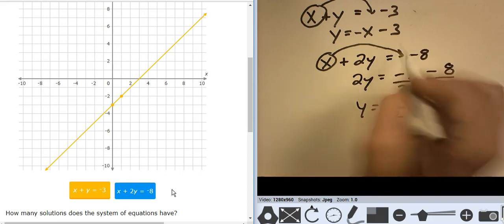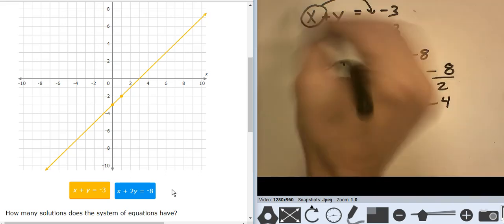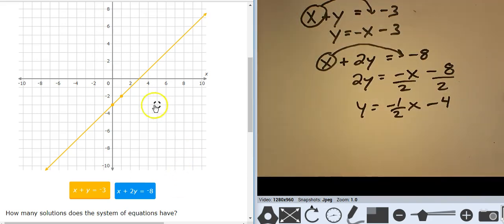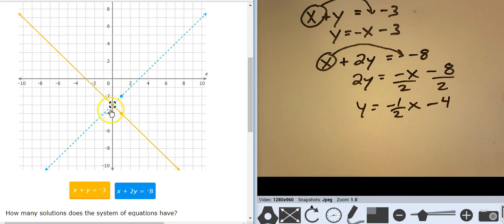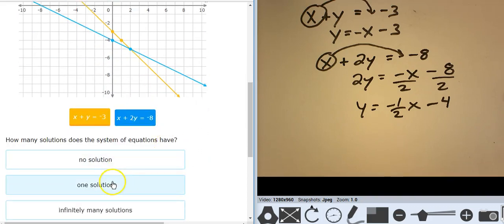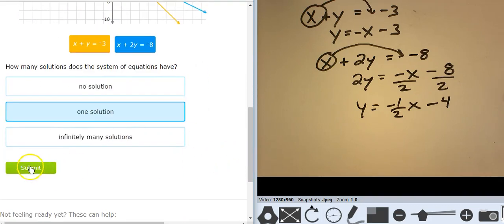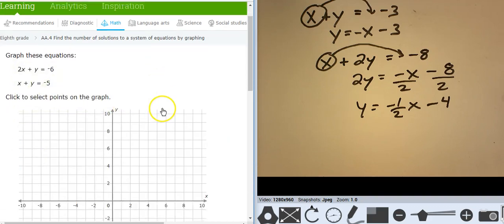Let's fix this top one, though. I had the wrong slope. When I move the x, it needs to become a negative. So this is actually a negative slope. There we go. And this one, start at negative 4 and go down 1 over 2. It looks like there's one solution to that guy, and hopefully this is right. Fantastic!